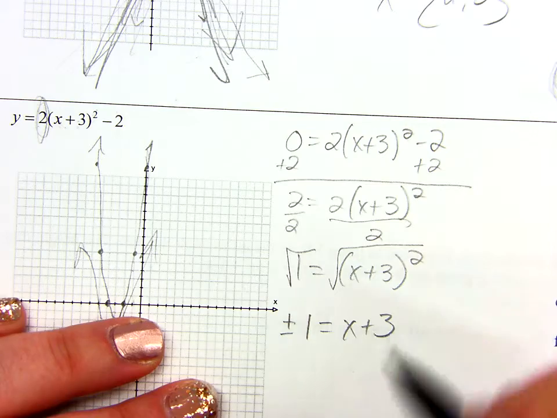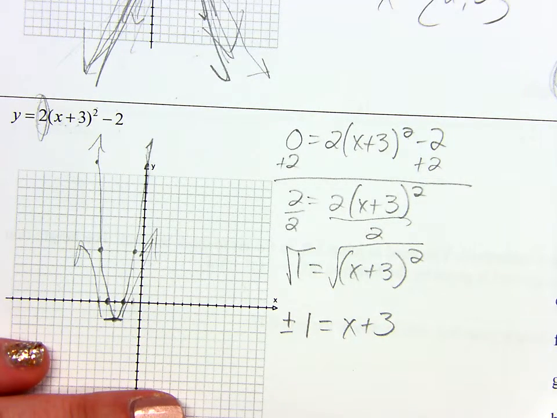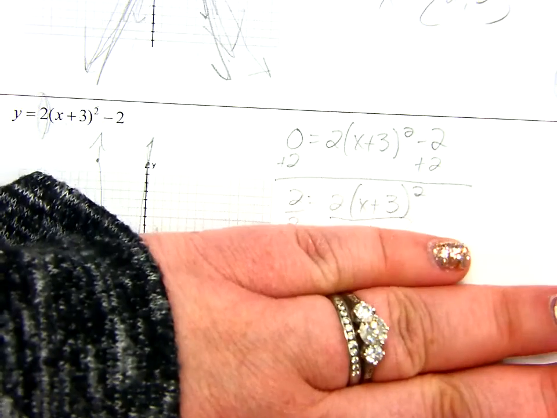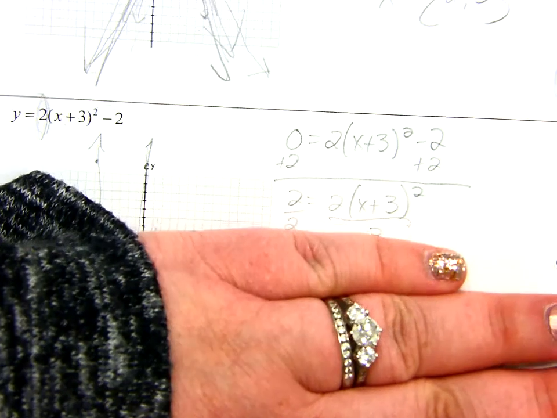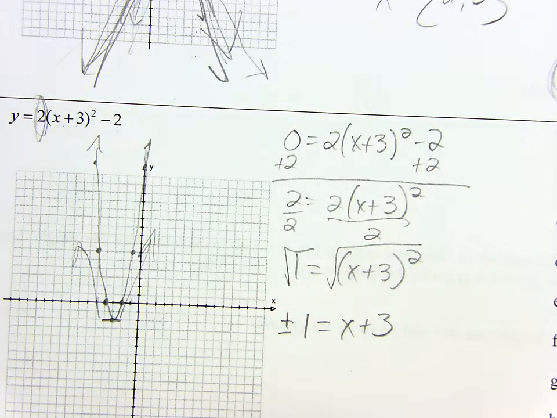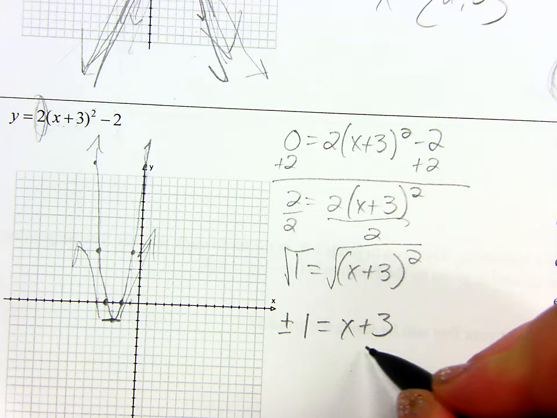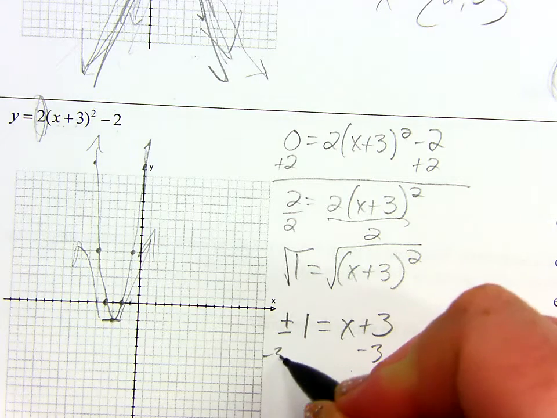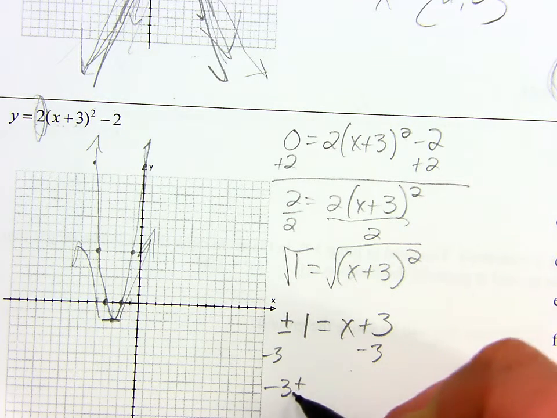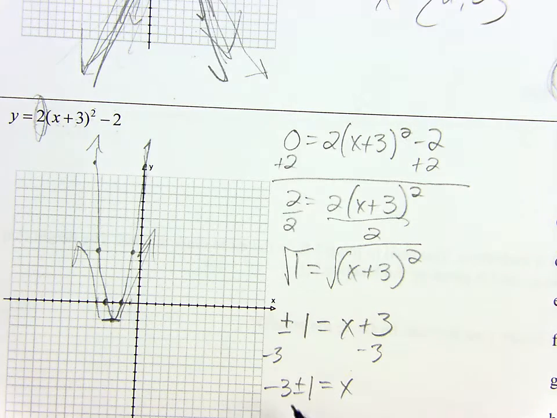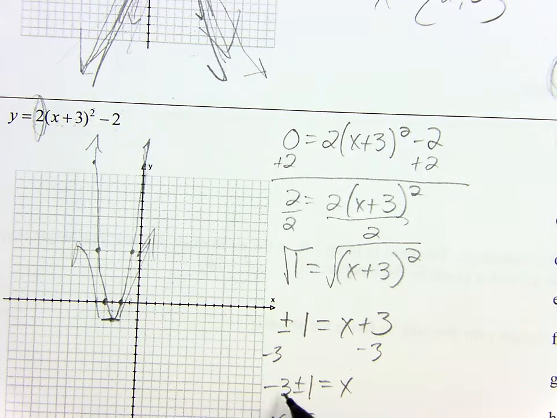Wait, why is 0 plus 2 over 2? It wasn't. It was 2. Yeah, and then I divided both sides by 2. Oh, okay. Now all I have to do is minus 3. So now I have negative 3 plus or minus 1. Negative 3 plus 1 is negative 2. Negative 3 minus 1 is negative 4, just like we thought.